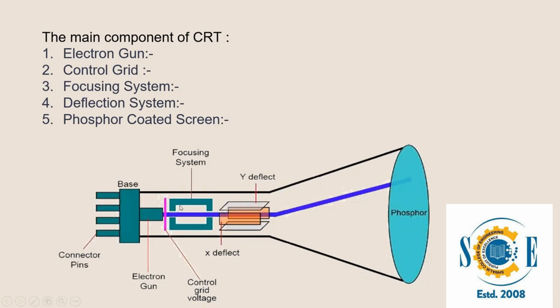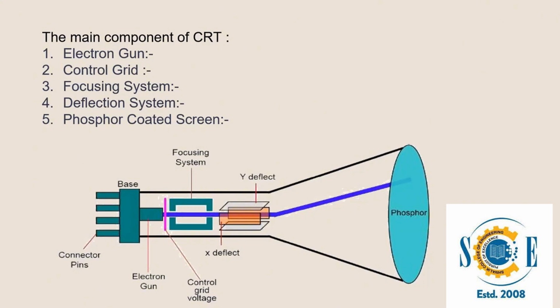The third one is the focusing system. It is used to create a clear picture by focusing the electrons in a narrow beam, which is created by an electric field, or it can be created by a magnetic field.